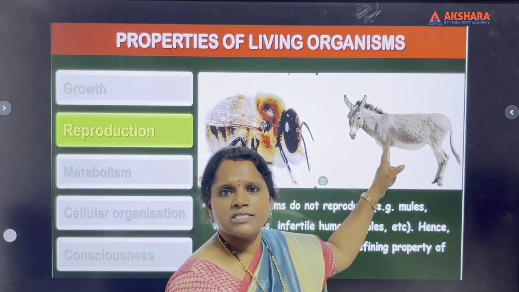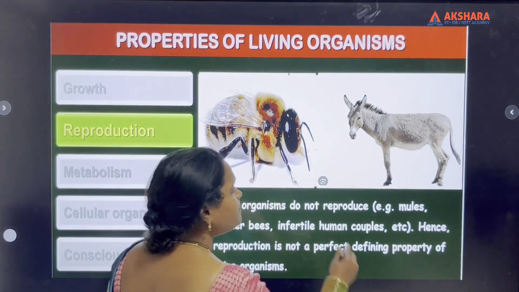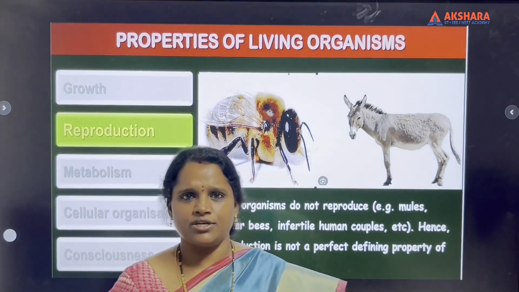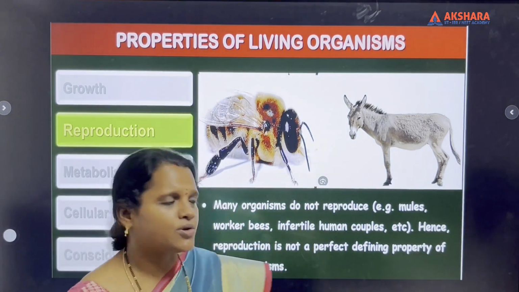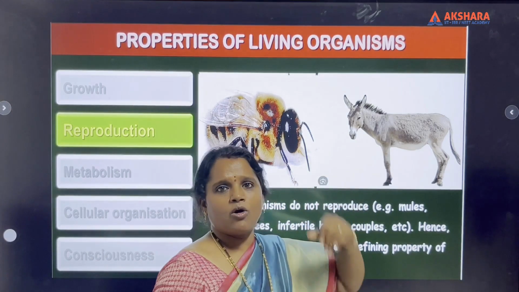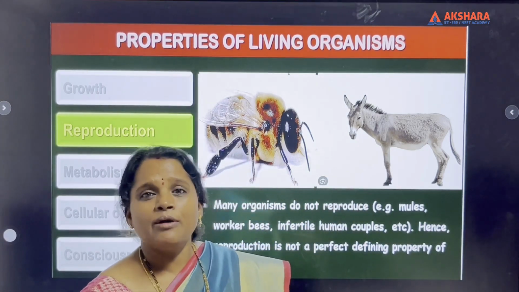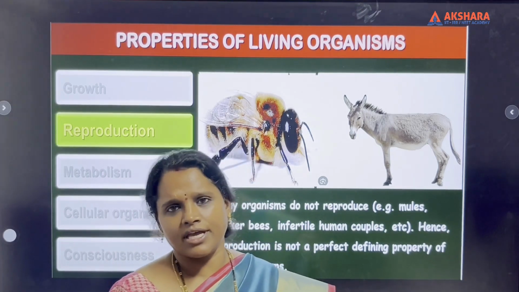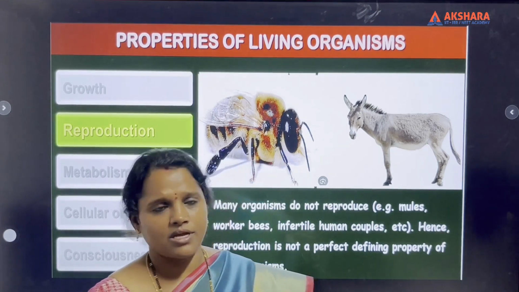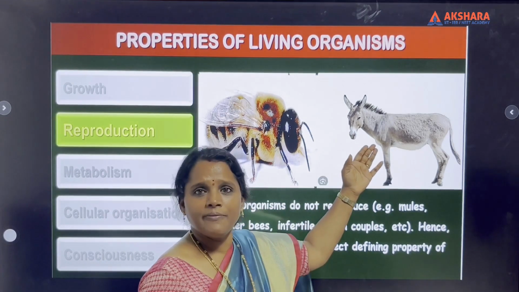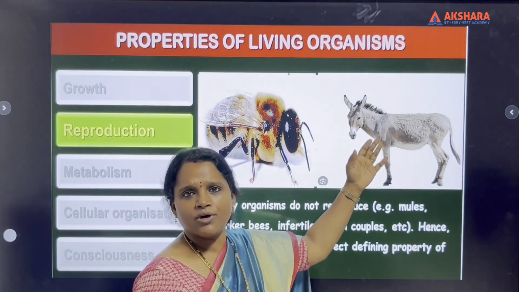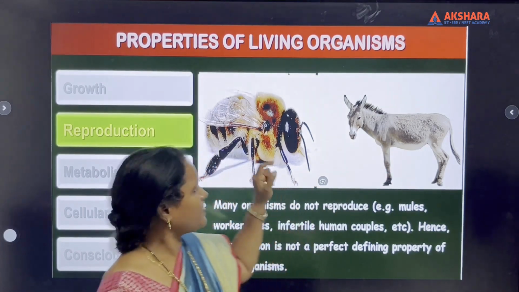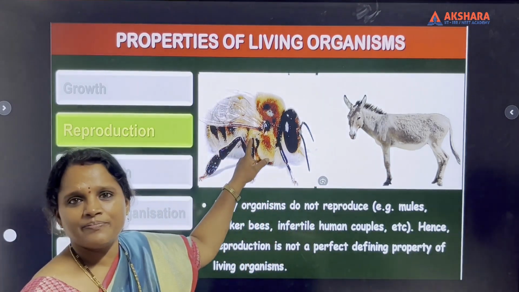Mules are organisms which are produced by crossing between two different species. Two different species crossed and produced mules. An important objective point is that mules are produced by crossing a male donkey with a female horse. These are sterile. Now take the honeybee.